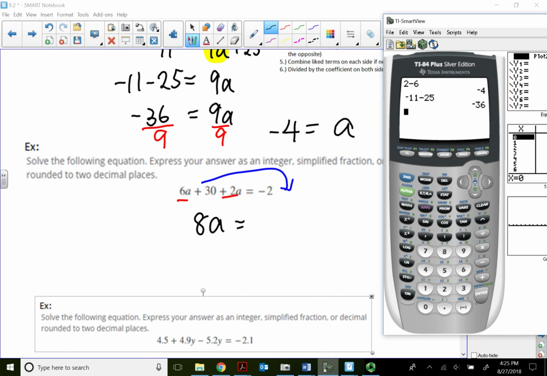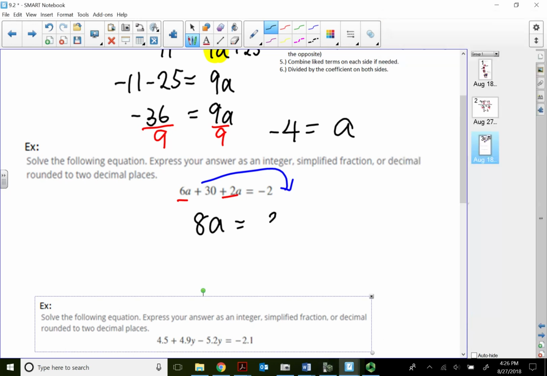That means my negative 2 was already there. Now we'll minus the 30 once it comes over. So that's negative 32. See how quick that is? You can move terms and combine terms all in your head. So now you divide both sides by the coefficient 8. My answer, x equals negative 4. All right.